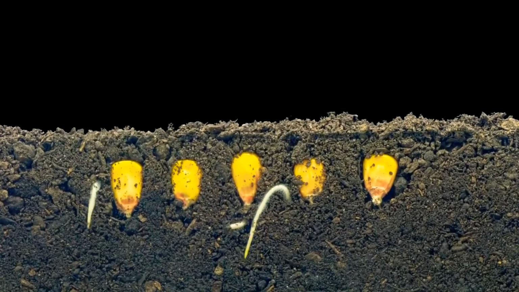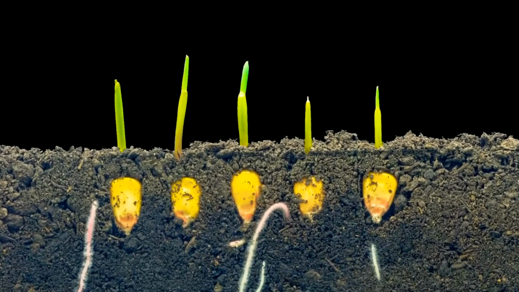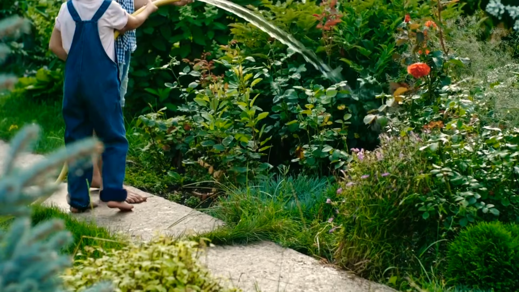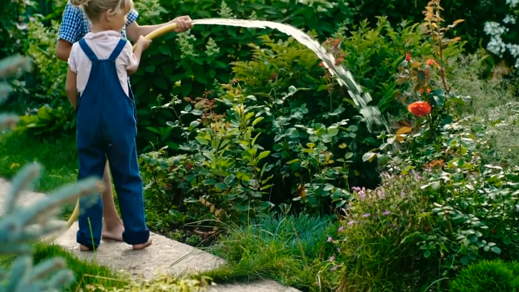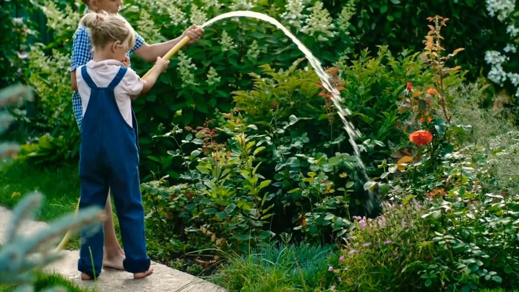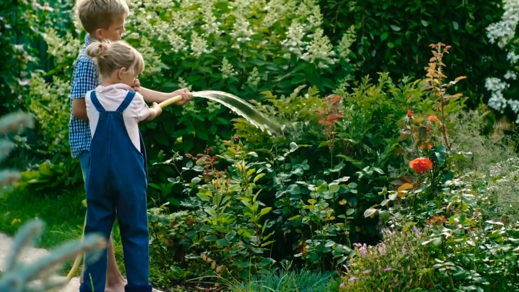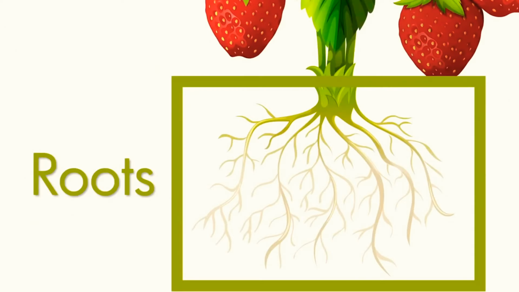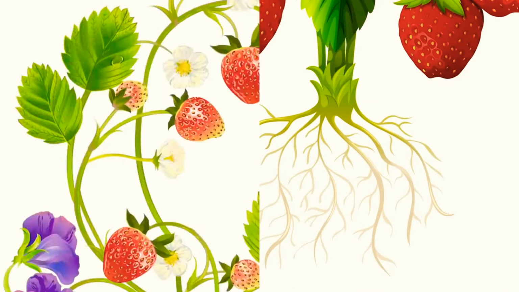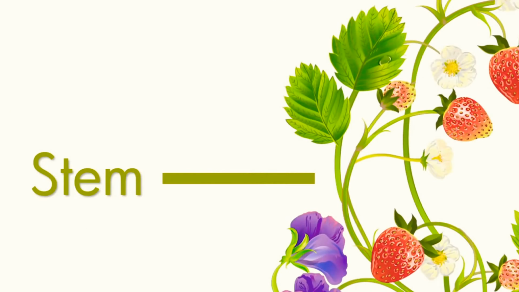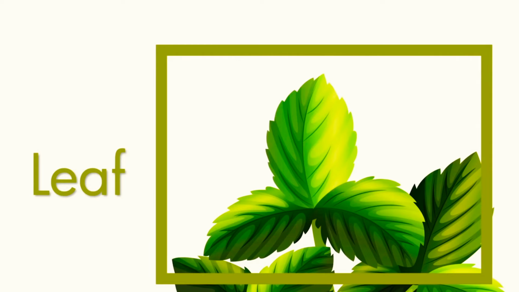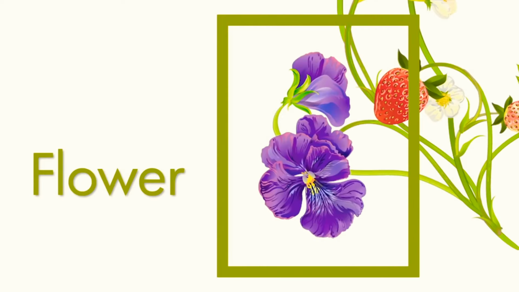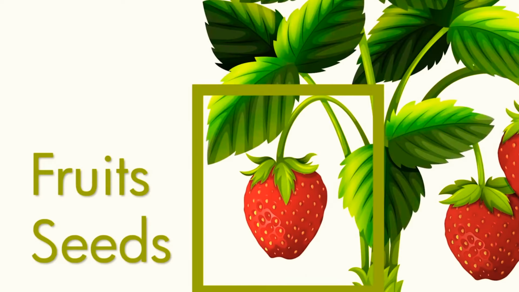Plants have their own parts, such as their roots, their stems, their leaves, and their flowers, and they all have their own unique purpose. Each small part of the plant plays a vital role in making sure the plant survives and thrives. Here are the basic parts of every plant: the roots, the stem, the leaves, the flowers, the fruits and the seeds.